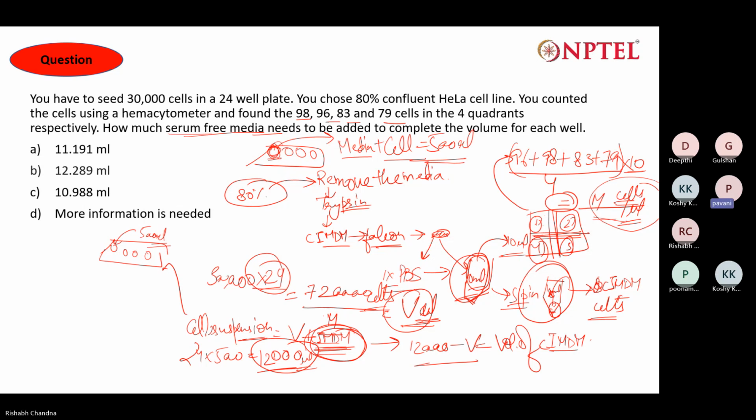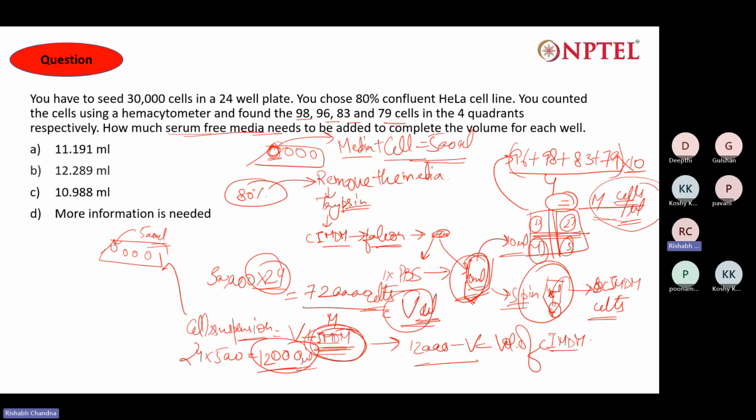Once it is checked with the hemocytometer, why add that CIMDM media again? Sorry, can you please repeat? I will need to explain it. I didn't understand it, sorry. When we already counted in the hemocytometer, why add that CIMDM media again to the cells?